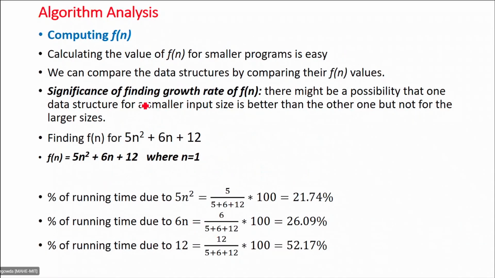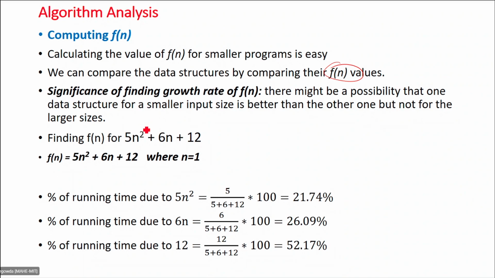So next is calculating the function f of n. Calculating the value of function f of n for a smaller program is easy, but for a bigger program it is not that easy. We can compare data structures by comparing their f of n values, so we are able to find the growth rate of f of n, because there might be a possibility that one data structure for a smaller input size is better than the other one, but not for the larger size.